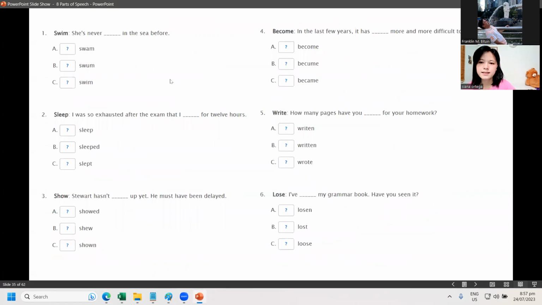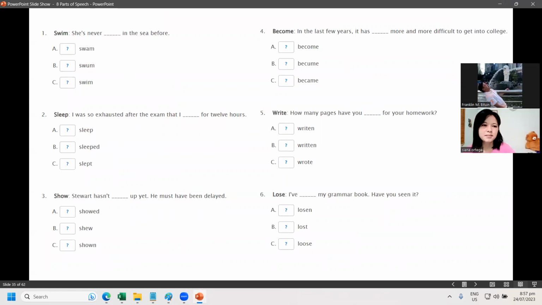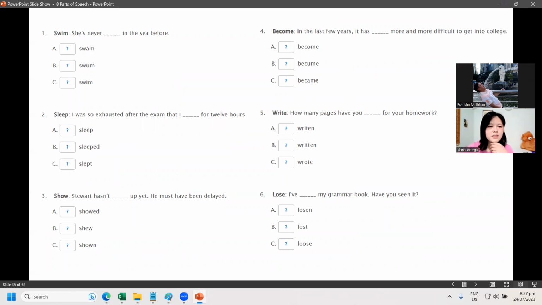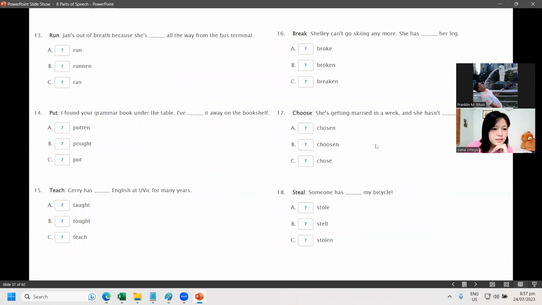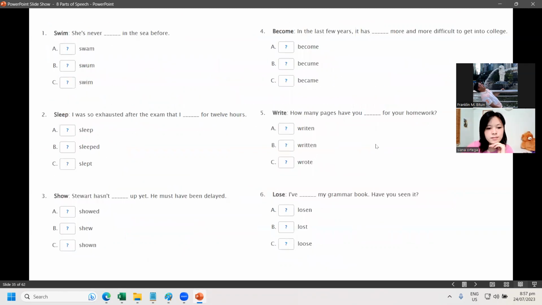Next, I think there's another one. Yeah, there's another one here. Now this one is easier because you already have the choices. You just need to choose. There are actually 18 numbers. So you can just read and say the answer.